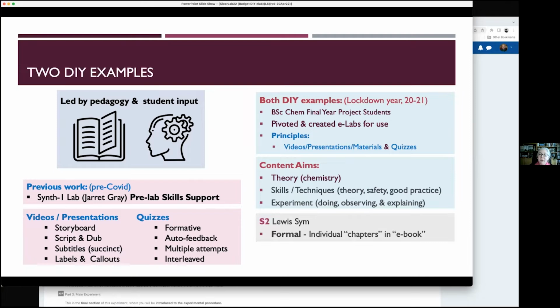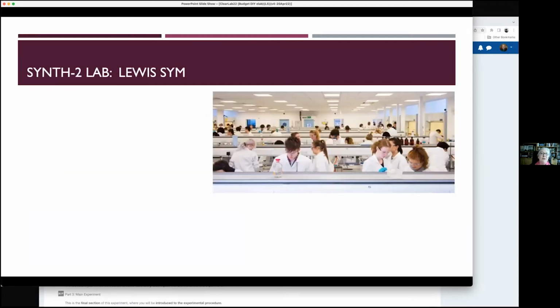And the two approaches we have, one was for the Synthesis 2 lab, which is more of a formal approach, which I will show you, and the other one is more of a playful approach for QUANT-I lab. So let's look at what Lewis did for our Synth 2 lab.